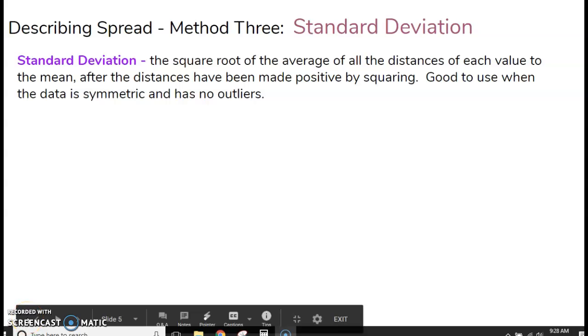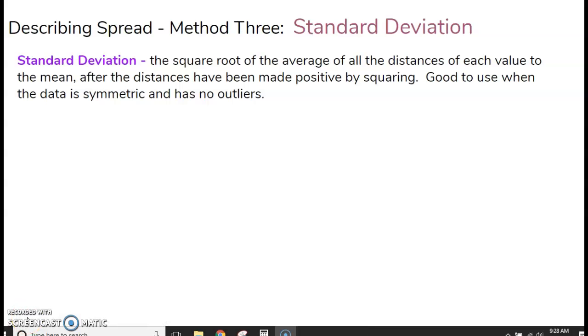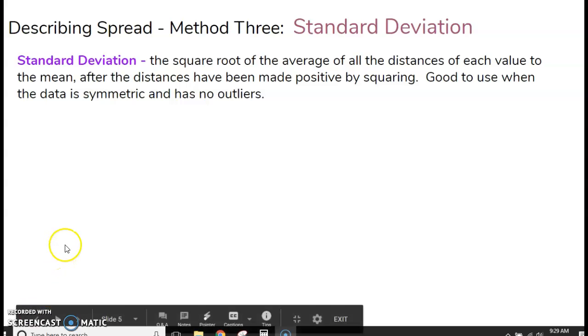The last method for determining or describing spread is to use something called standard deviation. Standard deviation is the square root of the average of all the distances of each value to the mean, after the distances have been made positive by squaring them. It's good to use when the data is symmetric and has no outliers.